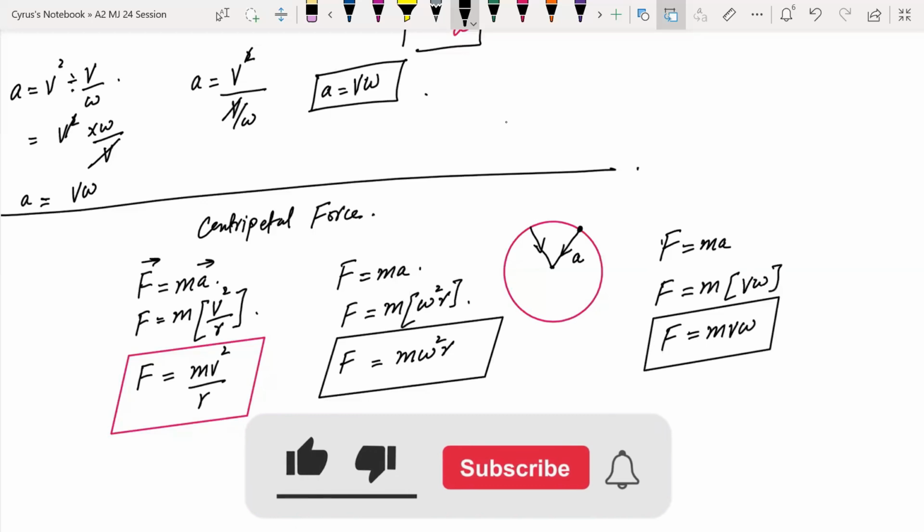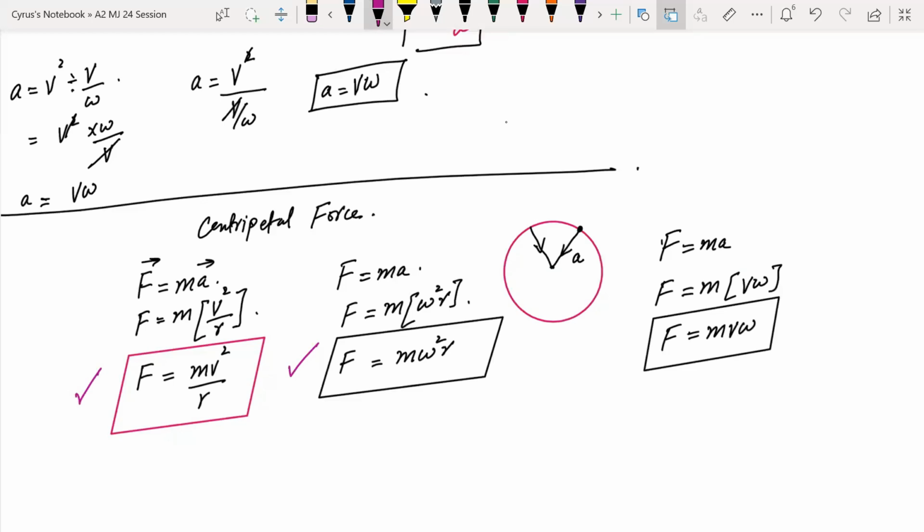That is also fine. But these two will be used much more often. And this is very much rare, mv omega. This is, by the way, v. This is not r, remember that. This is mv omega, right?